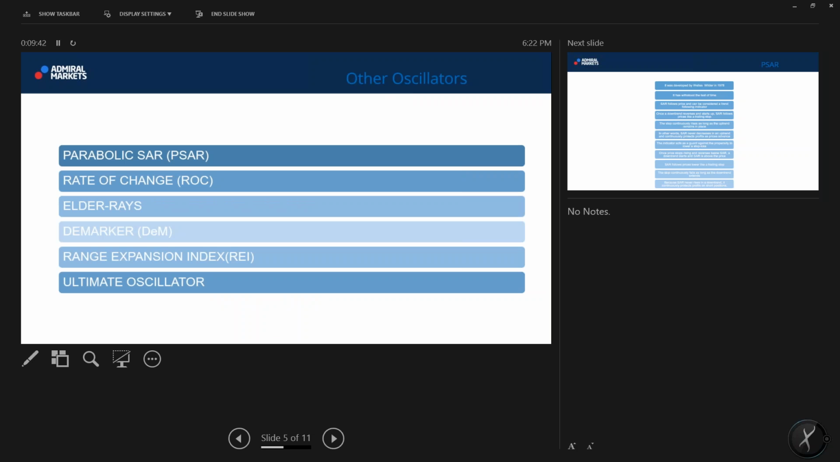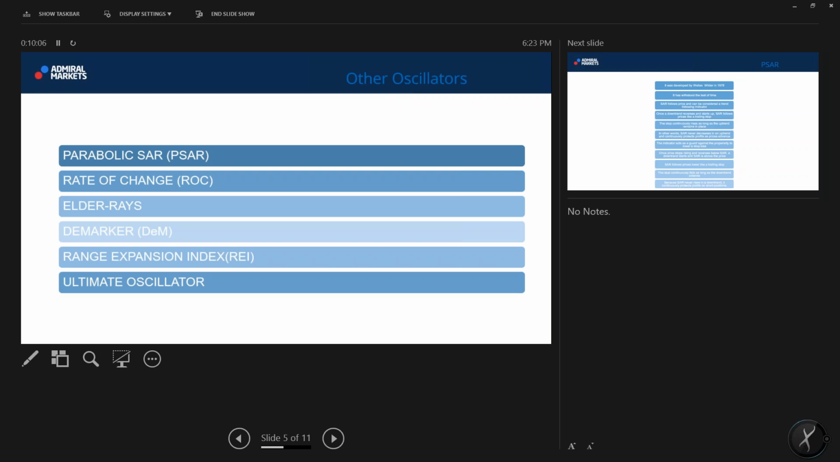Now, other oscillators that we also use from time to time and that can be found in different systems are parabolic SAR or PSAR, rate of change or ROC, Elder Rays, DeMarker or DeM, range expansion index or REI, and ultimate oscillator.